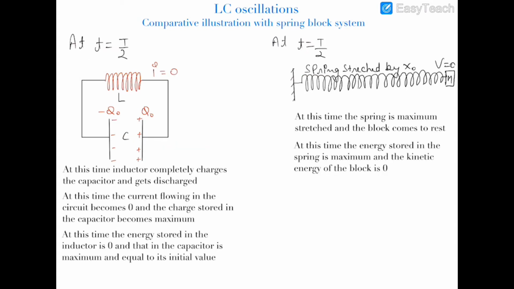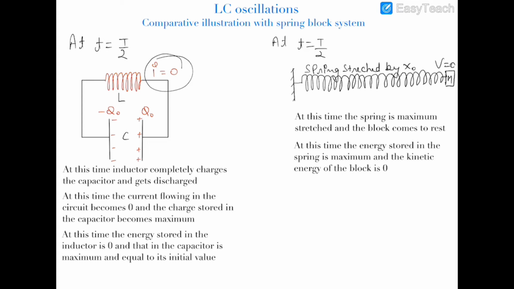Now exactly at t is equal to T by 2, this inductor would completely give its energy to the capacitor with reversed polarity, and the current in the circuit would become 0 and the charge would become maximum. And again the total energy of the capacitor would become the same as it was earlier at t is equal to 0, but the polarity of the charge is reversed.